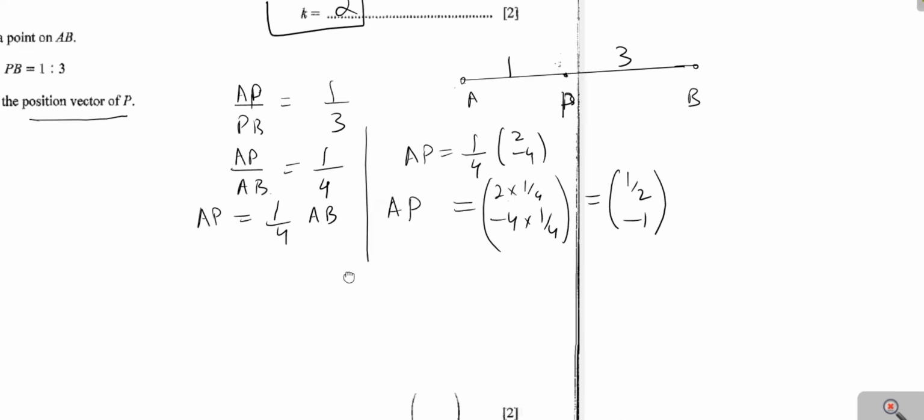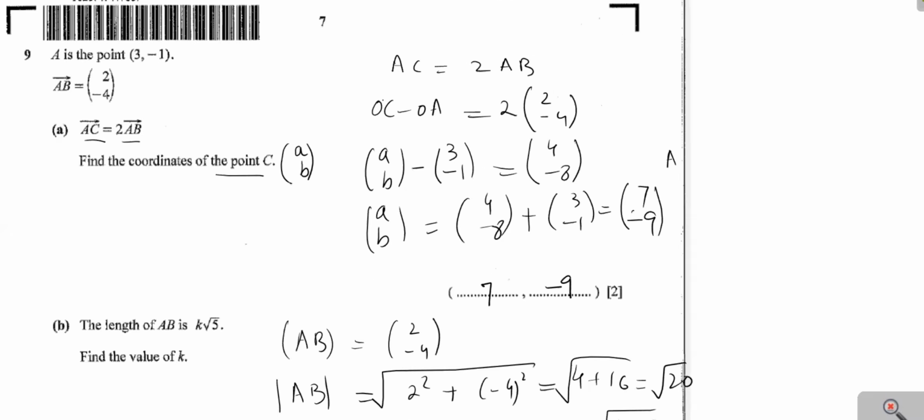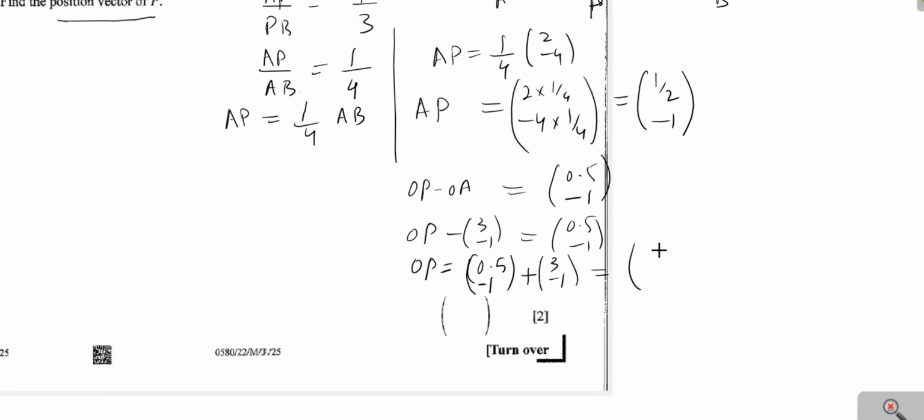And we can write this AP equal to OP minus OA equal to (0.5, -1). And OA here is (3, -1). We write (3, -1), and this will be equal to (0.5, -1). And therefore, OP will be equal to (0.5, -1) plus (3, -1). This will be equal to (3.5, -2). And this is the answer.